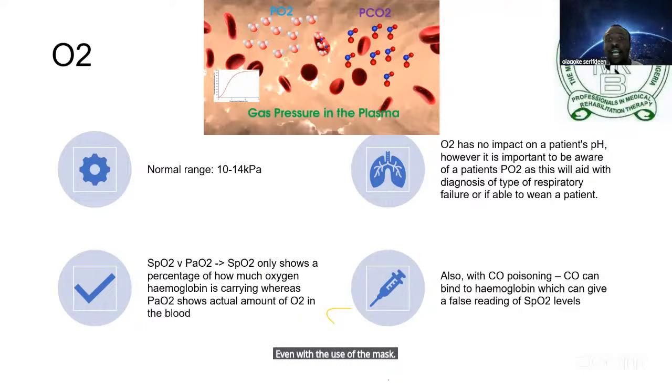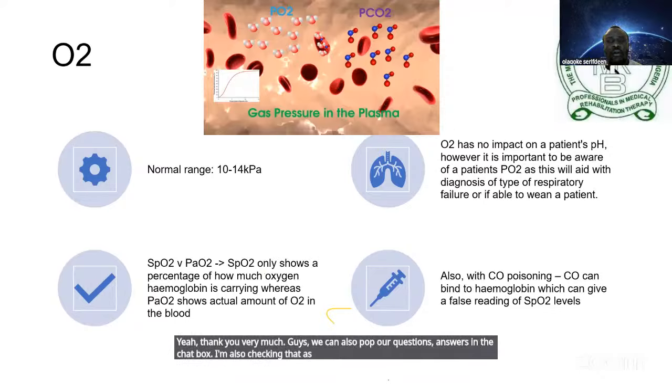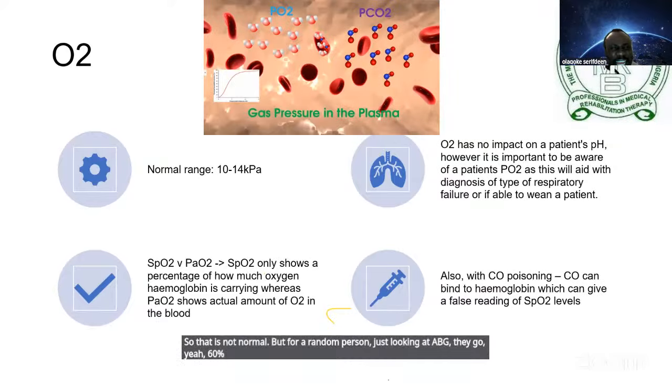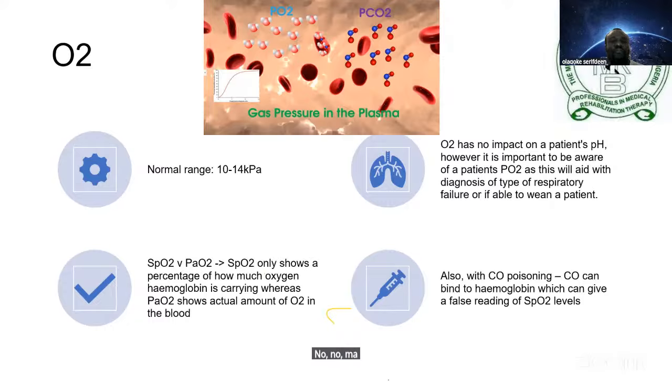Thank you very much. Guys, we can also pop our answers in the chat box. I'm also checking that. So it's as simple as that. So that is not normal. But for a random person, just looking at the ABG, 60% Venturi, they are on 14. That's normal for the numbers, but they are not normal. You need to think, what can I do for them as physios?